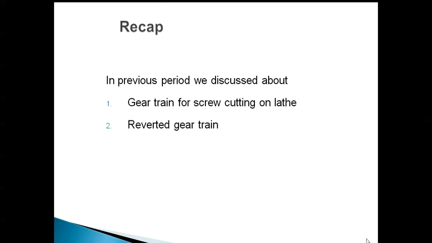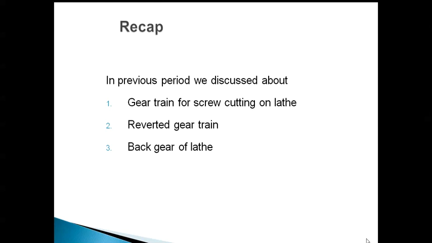So in the previous class we discussed the gear train for screw cutting on a lathe. Using the gear train, we saw in the last class how we make threads on a cylindrical part, using different gear trains like the simple gear train and compound gear train. In that way we discussed screw cutting on a lathe.